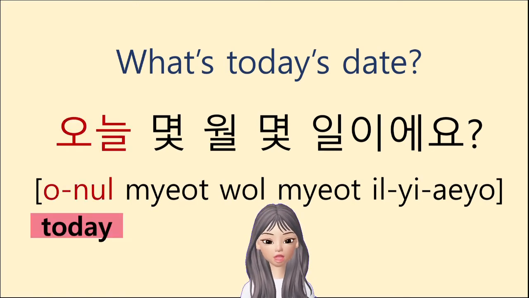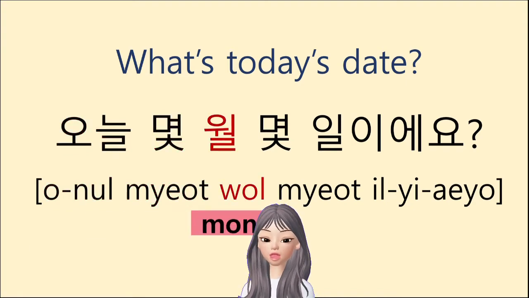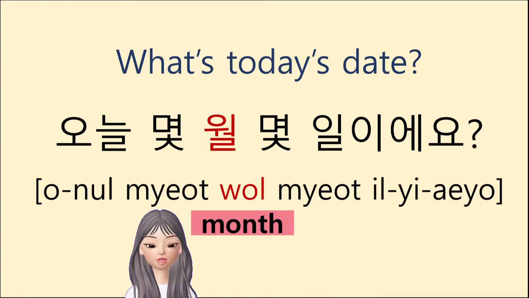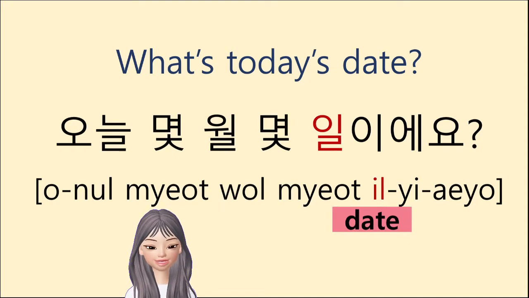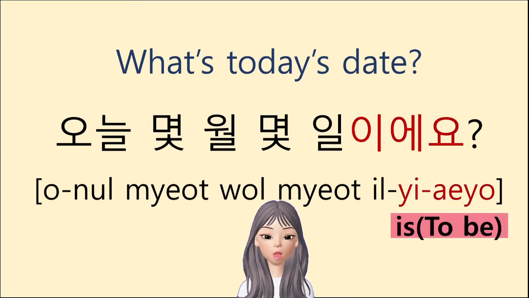오늘 means today. 몇 here means how many. 월 is month. So literally, 몇 월 here means which month. Similarly, 일 means day. So, 며칠 means which day. 이에요 here means is or to be.